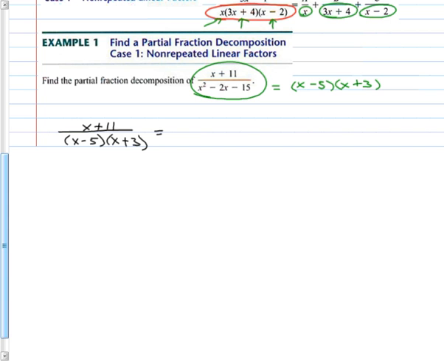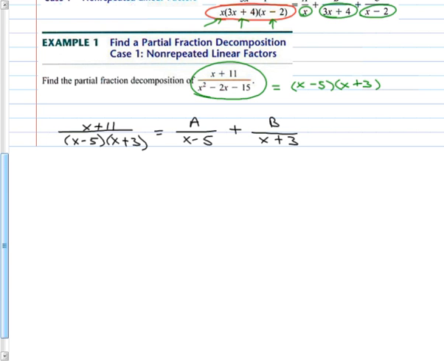So when we decompose it, it's going to decompose into two fractions, and each of those fractions will have one of these factors on the bottom, x minus 5, x plus 3. And the form that goes on the top, well, these are both first degree, and so it's just going to be a number. We'll call that one a, and we'll call that one b. So step number 1, factor the denominator. Separate into as many fractions as we have denominator factors.